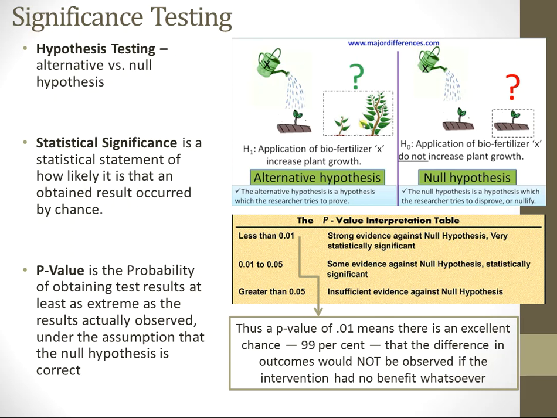So that p-value is all about probability. The probability and how strong a case we can make that indeed our intervention, the independent variable here, had some sort of legitimate influence or impact on the dependent variable, in this case, the size and health of the plant that was grown utilizing biofertilizer X.